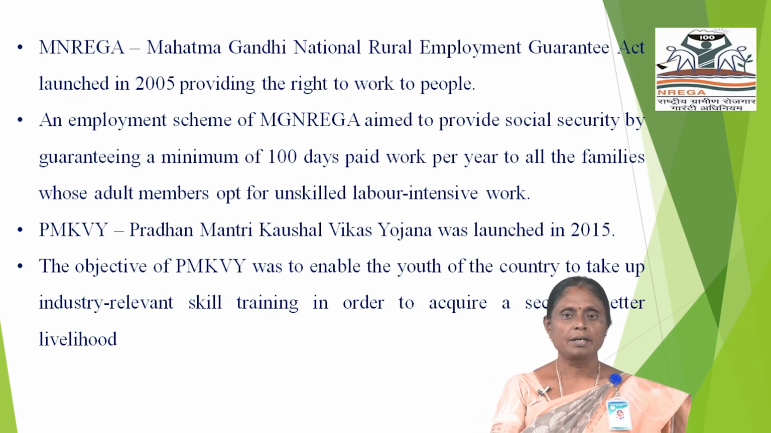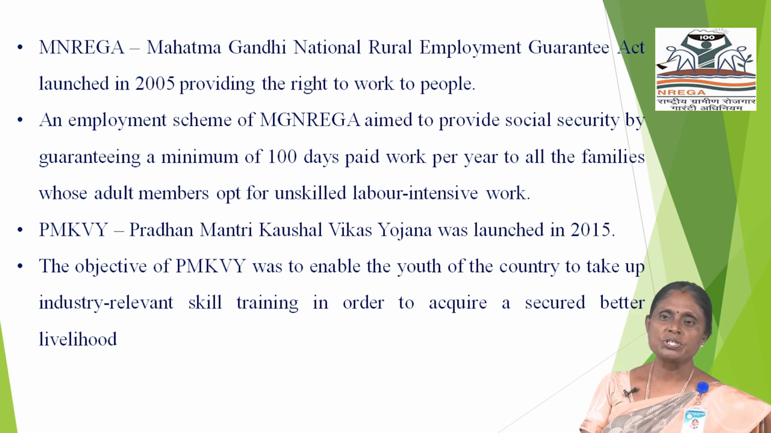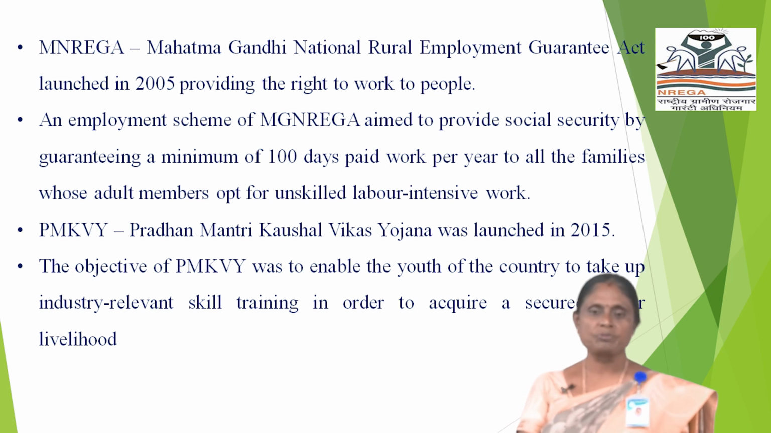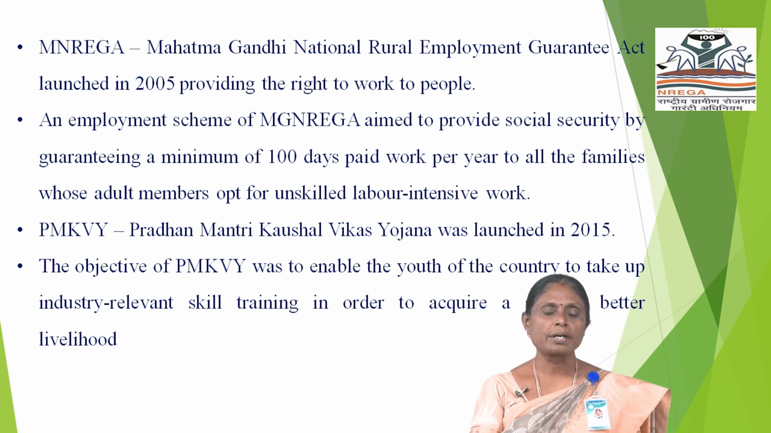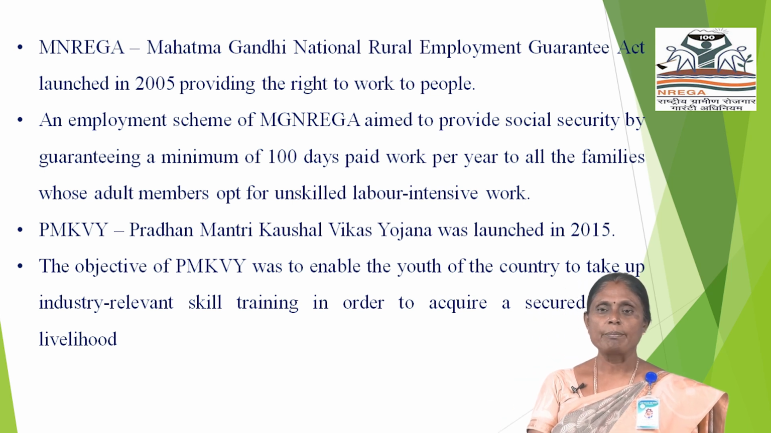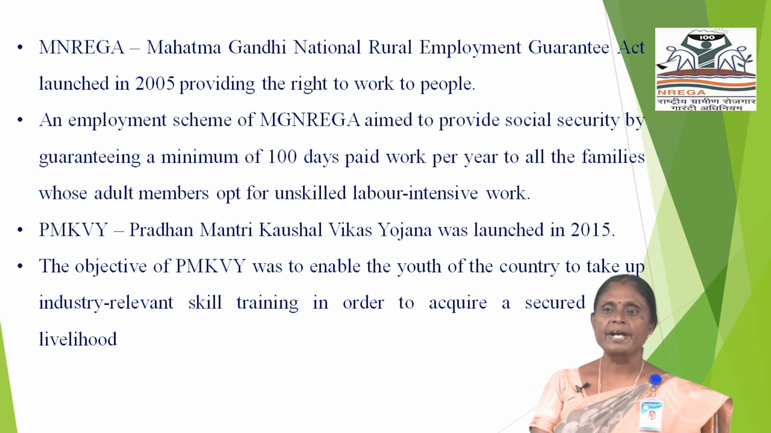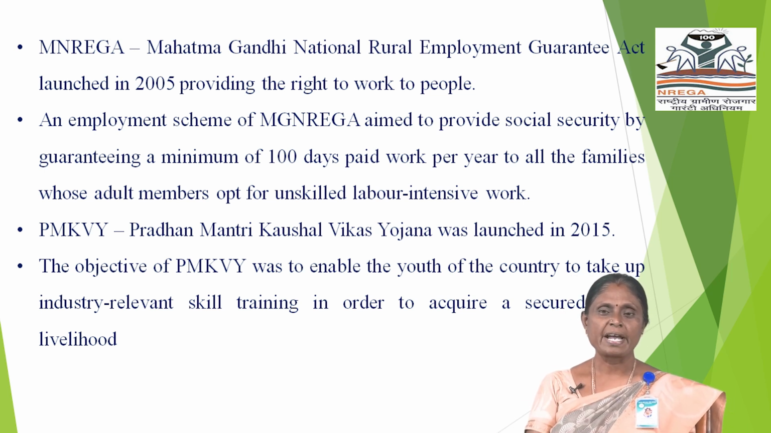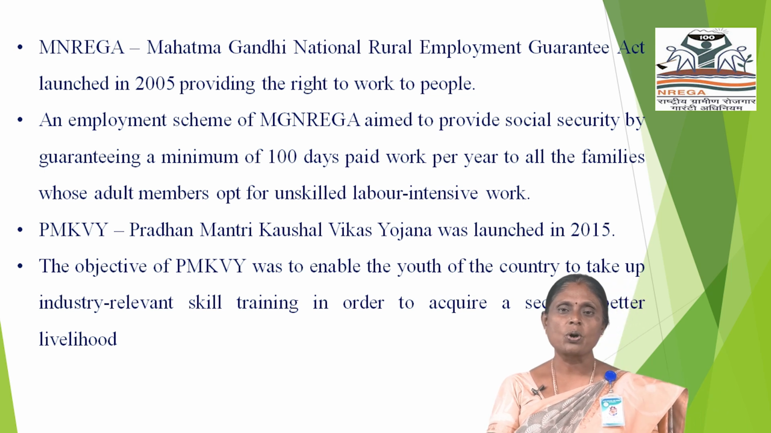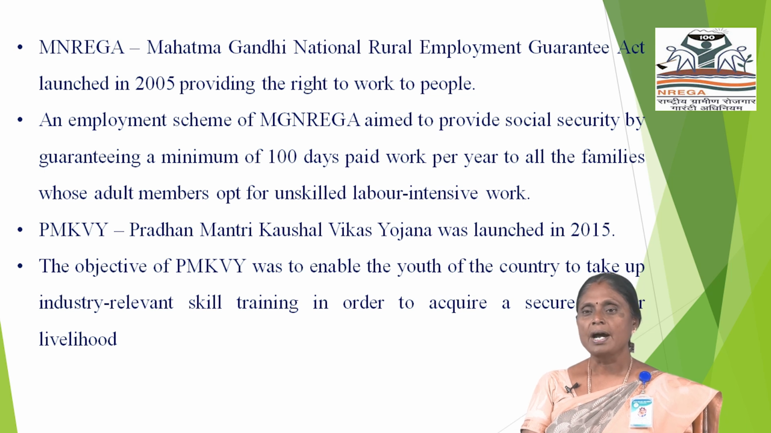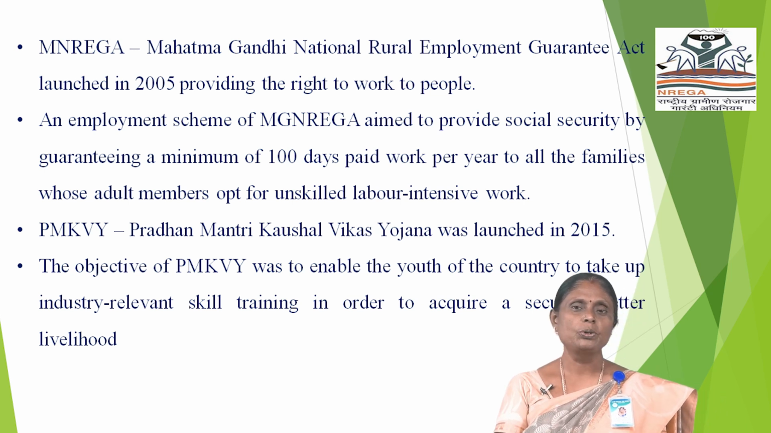Next, the Mahatma Gandhi National Rural Employment Guarantee Act was launched in 2005. What is the main aim? To provide the right to work to people. So, this employment scheme, MGNREGA, aimed to provide social security by guaranteeing a minimum of 100 days of paid work per year to all the families whose adult members opt for unskilled labor-intensive work.